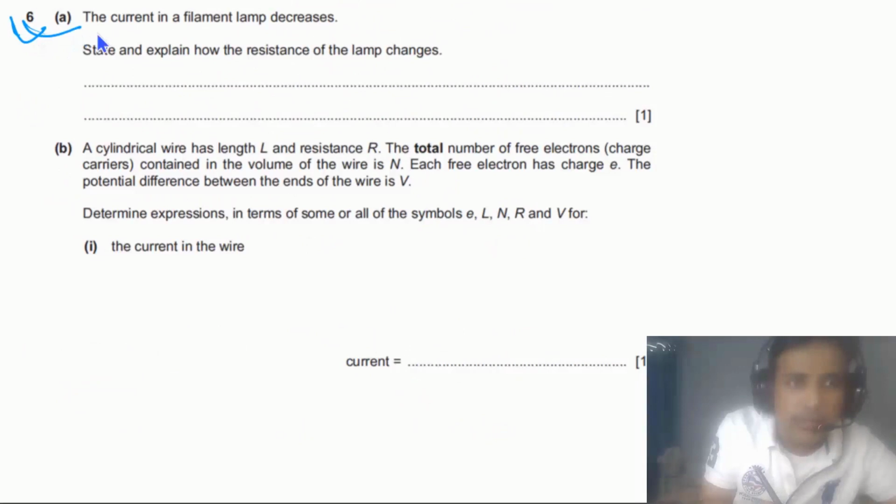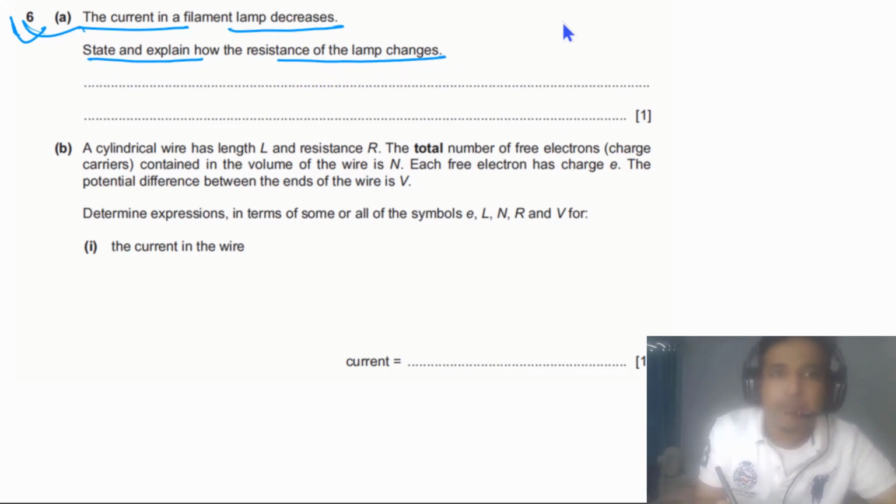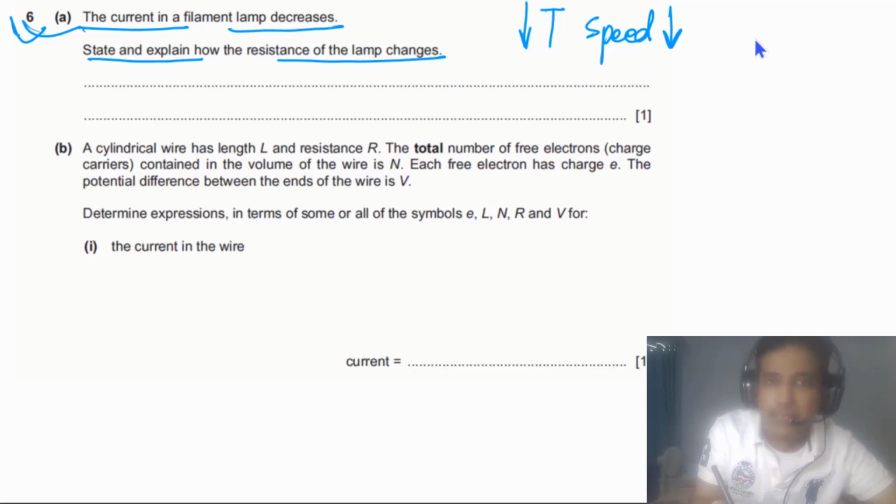Question 6 part A says the current in the lamp decreases. State and explain how the resistance of the lamp changes. For this question, it is given to us that the temperature of the lamp decreases. If temperature of the lamp decreases, it means the speed of electrons also decreases, because electrons have less kinetic energy. As the speed of electrons decreases, it also means that the number of collisions between ions and electrons also decreases. It simply means that the resistance of the lamp decreases.